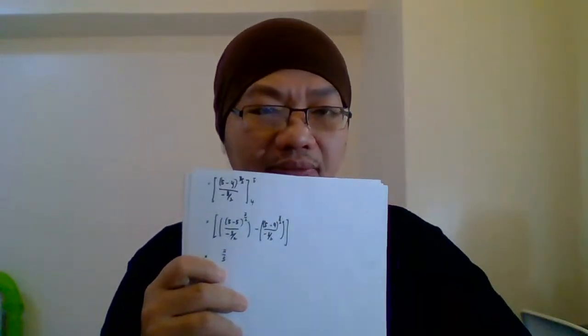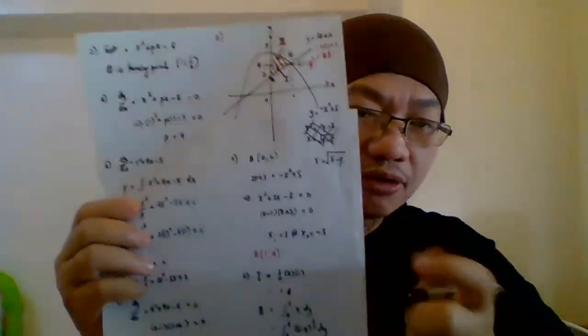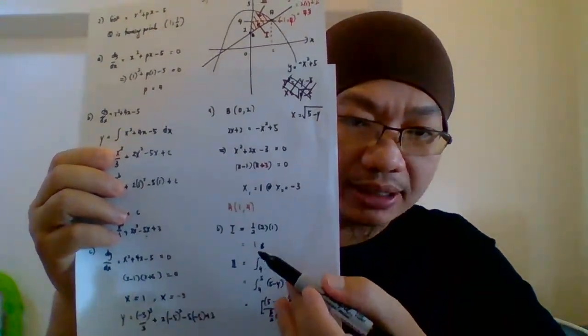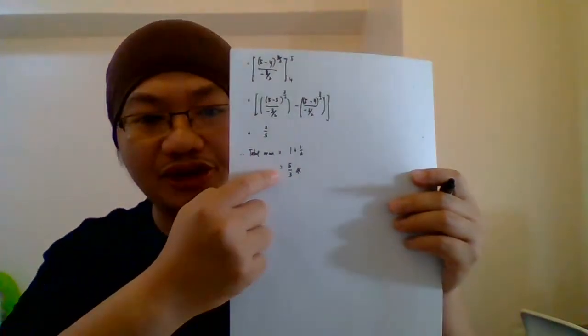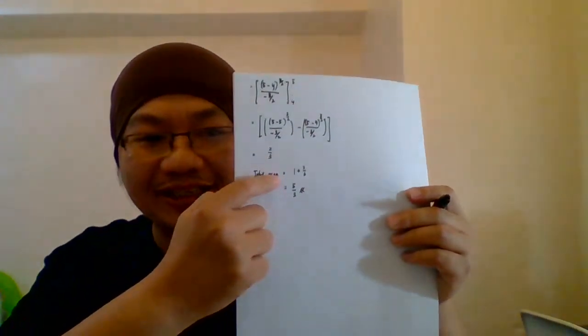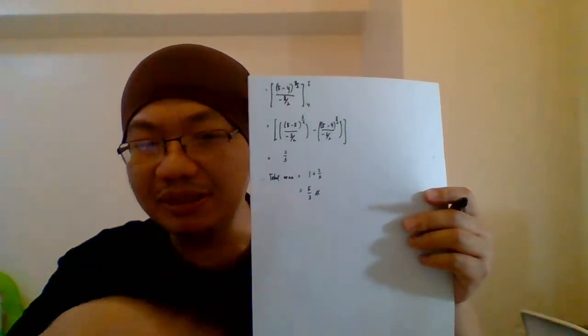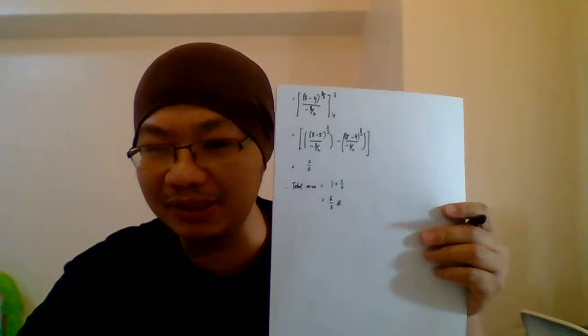And back to here, your first region answer is 1. So the total area equals 1 plus 2 over 3. So the answer is 5 over 3 units. The total area is 5 over 3. Please double check the calculation. I didn't use a calculator, I just simplified. If it is wrong, inform me here in the live chat. If it is correct, also inform me.